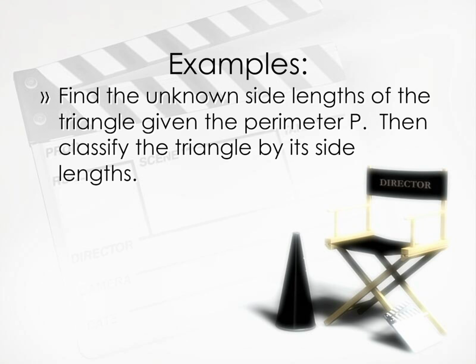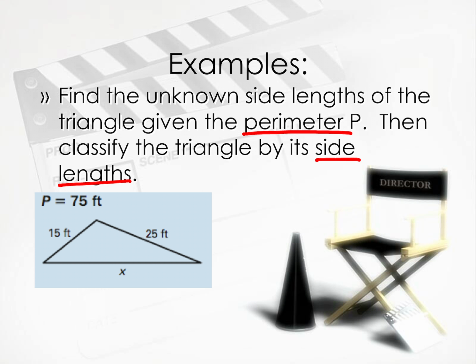Another thing you'll be asked to do is find the unknown side lengths given the perimeter, and then classify by the side lengths. So that would be our scalene, isosceles, and equilateral. If we look at an example, we're given our perimeter is 75. That means if I add up all three of these sides, it has to equal 75. So we're going to have 15 plus 25 plus x equals 75. We want to solve this for x.